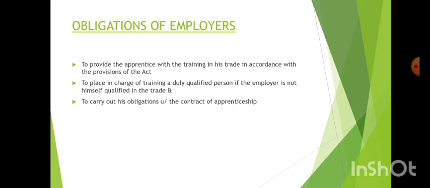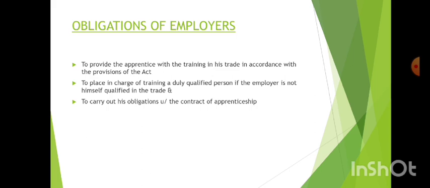And obligations of employers. Coming to obligations of employers, there are different types of obligations of employers given under the Act. First one is to provide, the primary thing is to provide the apprentice with training in his trade. That is why the apprentices have come under his supervision. So he has to provide training in his trade in accordance with the provisions of the Act. To place in charge of training a duly qualified person if the employer is not himself qualified in the trade.